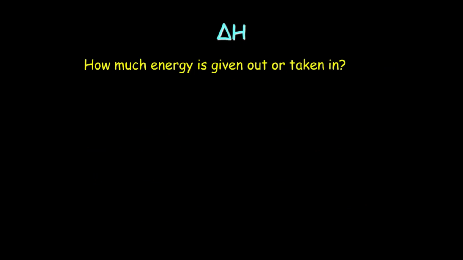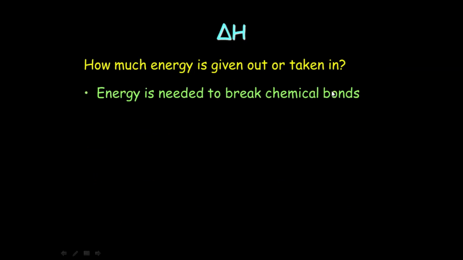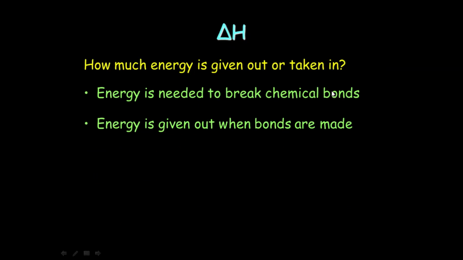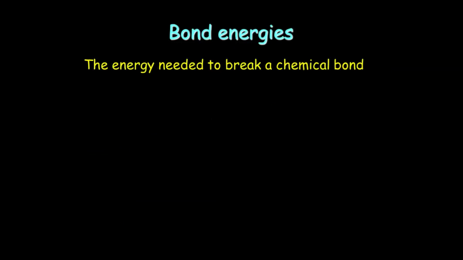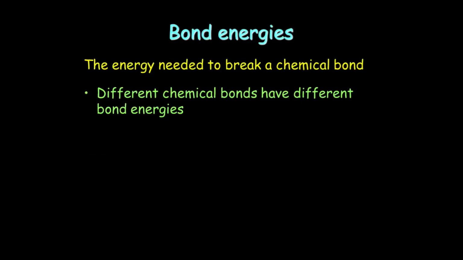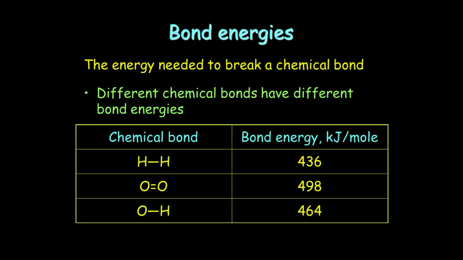Now, if we have to calculate delta H, that is, how much energy is given out or taken in, how can we calculate it? So we know that energy is needed to break chemical bonds, and energy is given out when the bonds are made. So delta H basically is the difference between these two energies. In the exam, bond energies will be provided, and you need to calculate delta H with the help of bond energy. So, different chemical bonds have different bond energies.